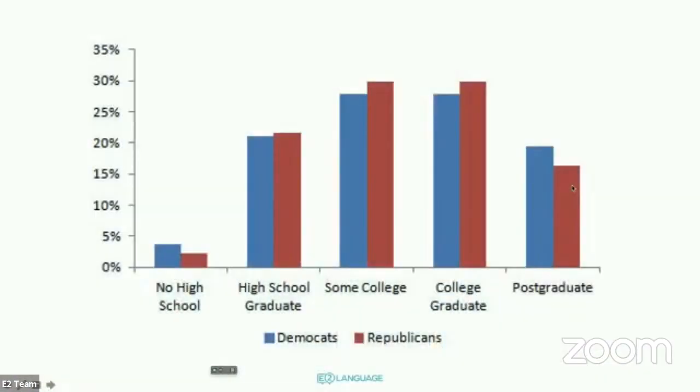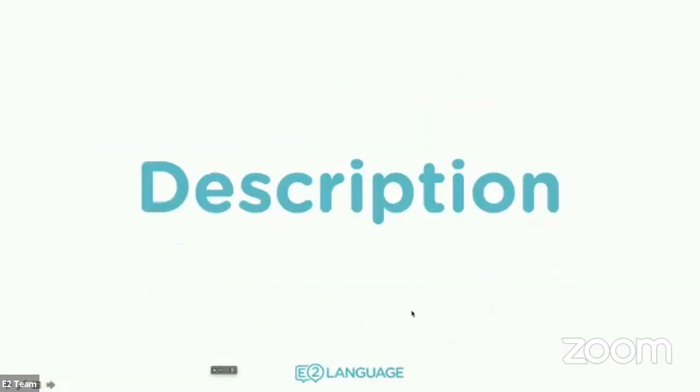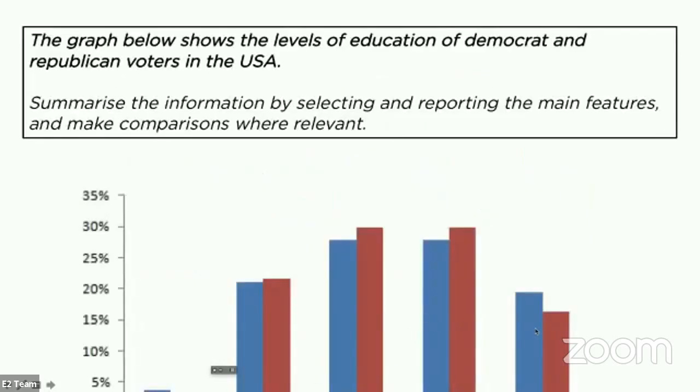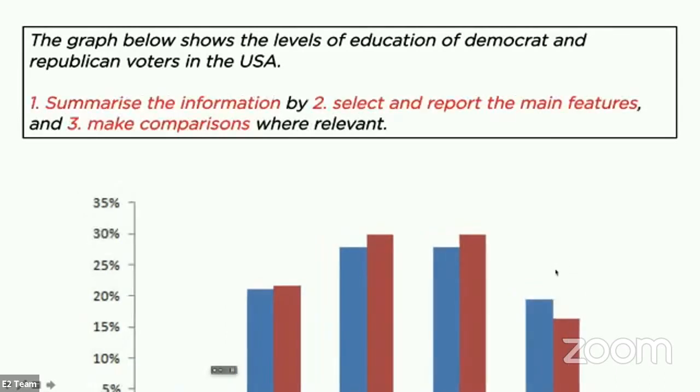In fact, let's have a closer look at what you need to do on test day. Okay, here. If we read this first sentence, it says the graph below shows the levels of education of Democrat and Republican voters in the USA. Okay, I think we understand that now. Now we need to do three things. We need to summarize the information, select and report the main features, and make comparisons where relevant.